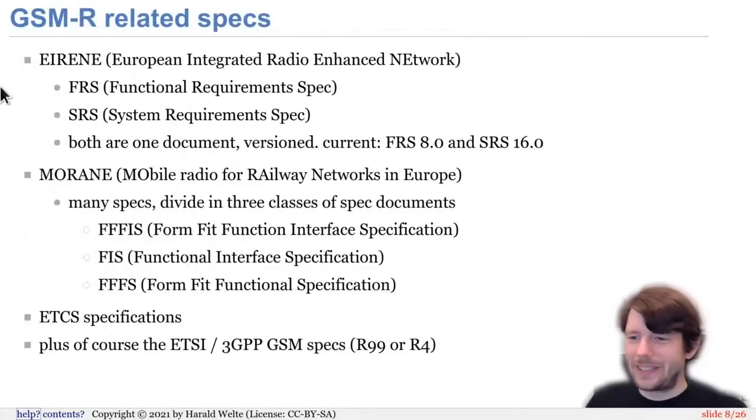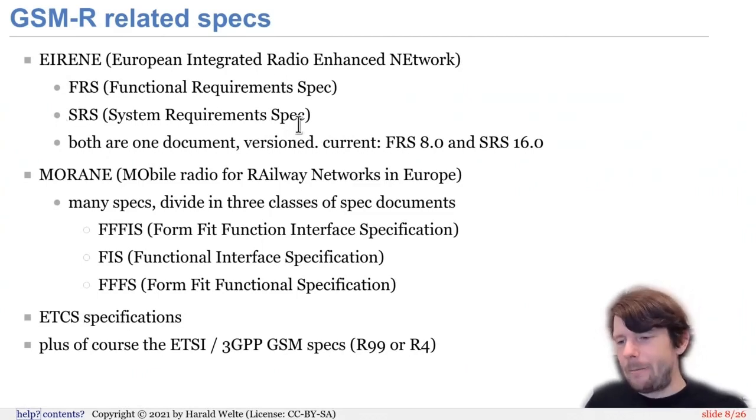Yeah, the spec naming. So we have EIRENE, the European Integrated Radio Enhanced Network, which produces FRS, functional requirements specs, and SRS, system requirements spec. Both are each one document, and those are versions. So currently we have FRS 8.0 and SRS 16.0. And those are each one document, not too many pages. I think the 200 pages is the SRS 16.0 that defines sort of the technical specs for GSM-R.